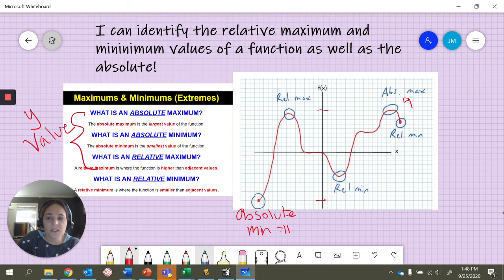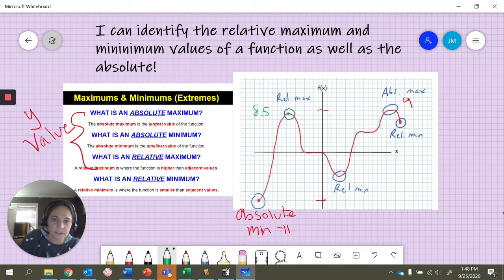Okay, so then the relative min and max, I call them the peaks and the valleys. This is a maximum, but it's relative because it's relative to all the values by it. The values right to the left of it are a little bit smaller. The values right to the right of it are a little bit bigger. So right there is your relative max, whatever that is, like 8.5 maybe.